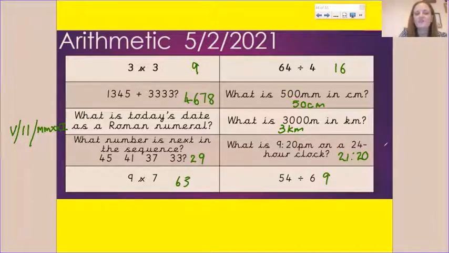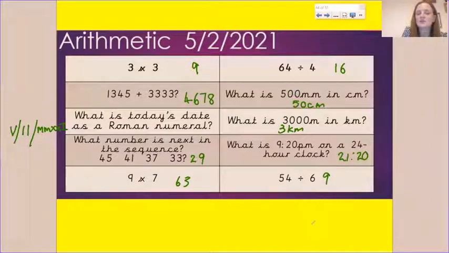What number is next in the sequence? We've got 45, 41, 37, 33. It is descending by 4. So if the difference is 4 between each number, the next one down would be 29. 9 times 7 is 63. 64 divided by 4 is 16.